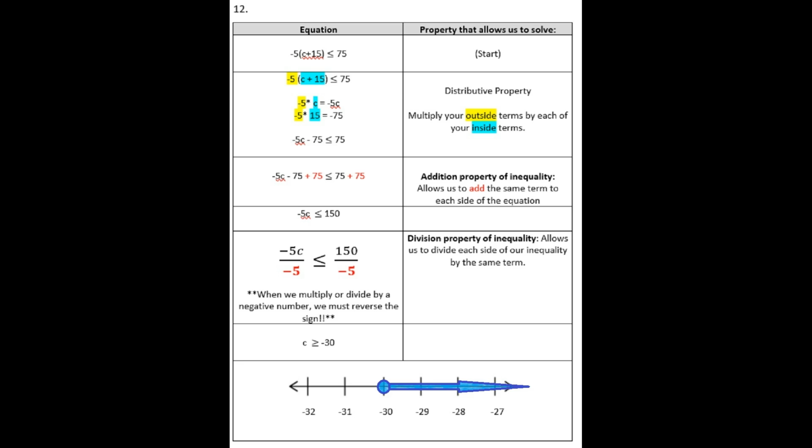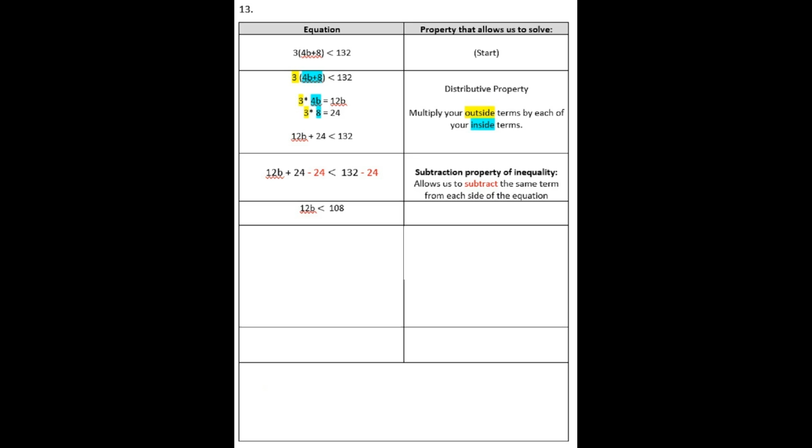Alright, let's move on to the next one. We're going on to another problem that has us work through the distributive property. So we have 3 times the quantity 4b plus 8 is less than 132. So let's multiply our outside terms by our inside terms. Now just because that b is on the inside doesn't mean we treat it any differently. It's just 3 times 4b is 12b, and then we have 3 times 8 is 24. So we have 12b plus 24 is less than 132.